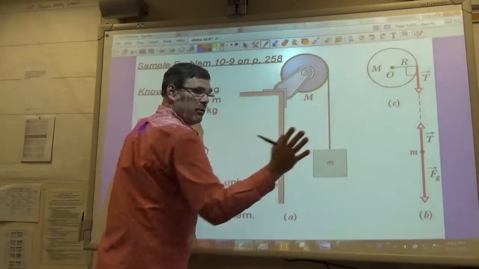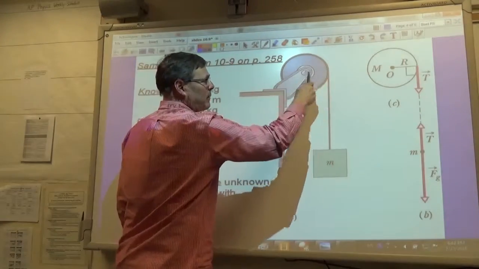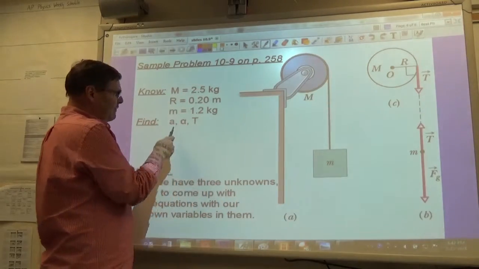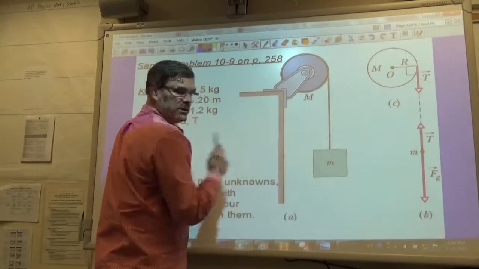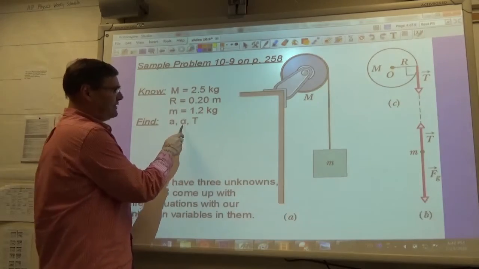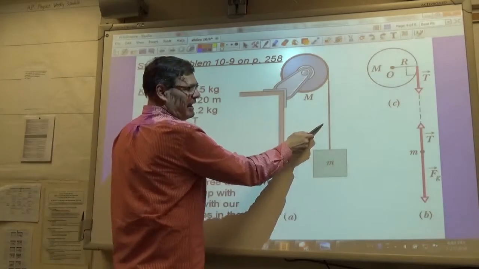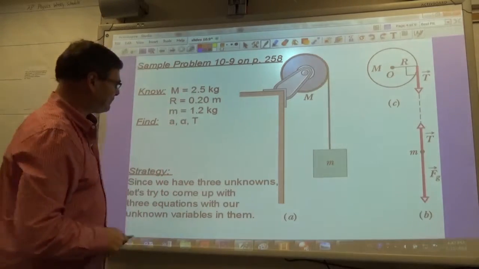So we're going to let go of this weight, and we're going to let it produce a torque on this disk, and it will spin. Find out what is the acceleration of mass m, what is the angular acceleration of the disk, and what is T, the tension in the string.